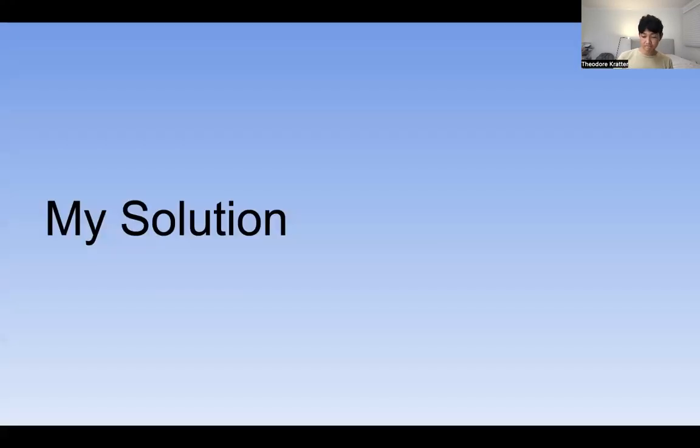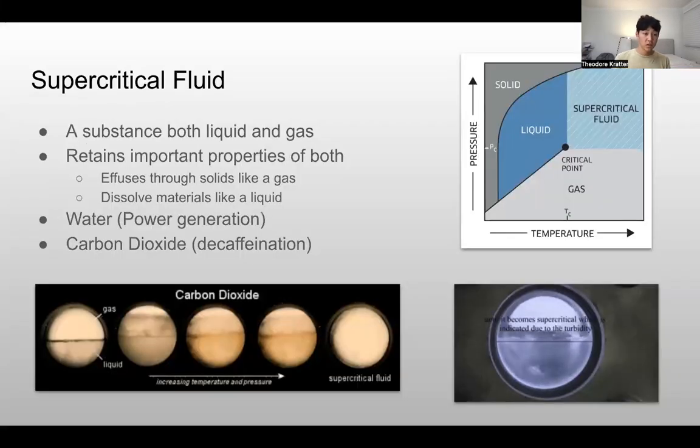So my solution is to use something called a supercritical fluid. A supercritical fluid is both liquid and gas at the same time. We can see on the diagram at the right that at high temperatures and high pressures, a substance becomes a supercritical fluid, and it retains important properties of both.